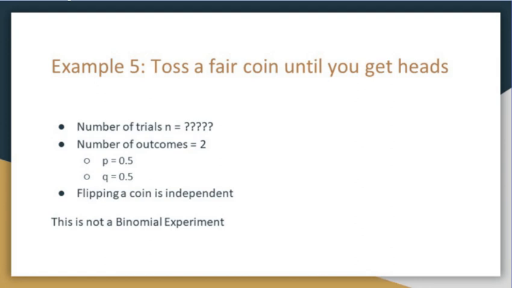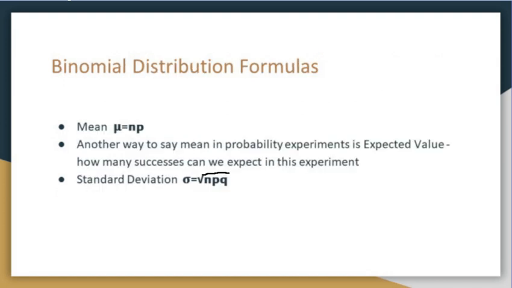All right, the answer here is no. The reason is the number of trials is not fixed. So I might flip a coin and it might take me 3 times to get heads. You might flip a coin and it might take you 14 times to get heads. All right, the number of trials is not fixed, so this cannot be considered a binomial experiment.